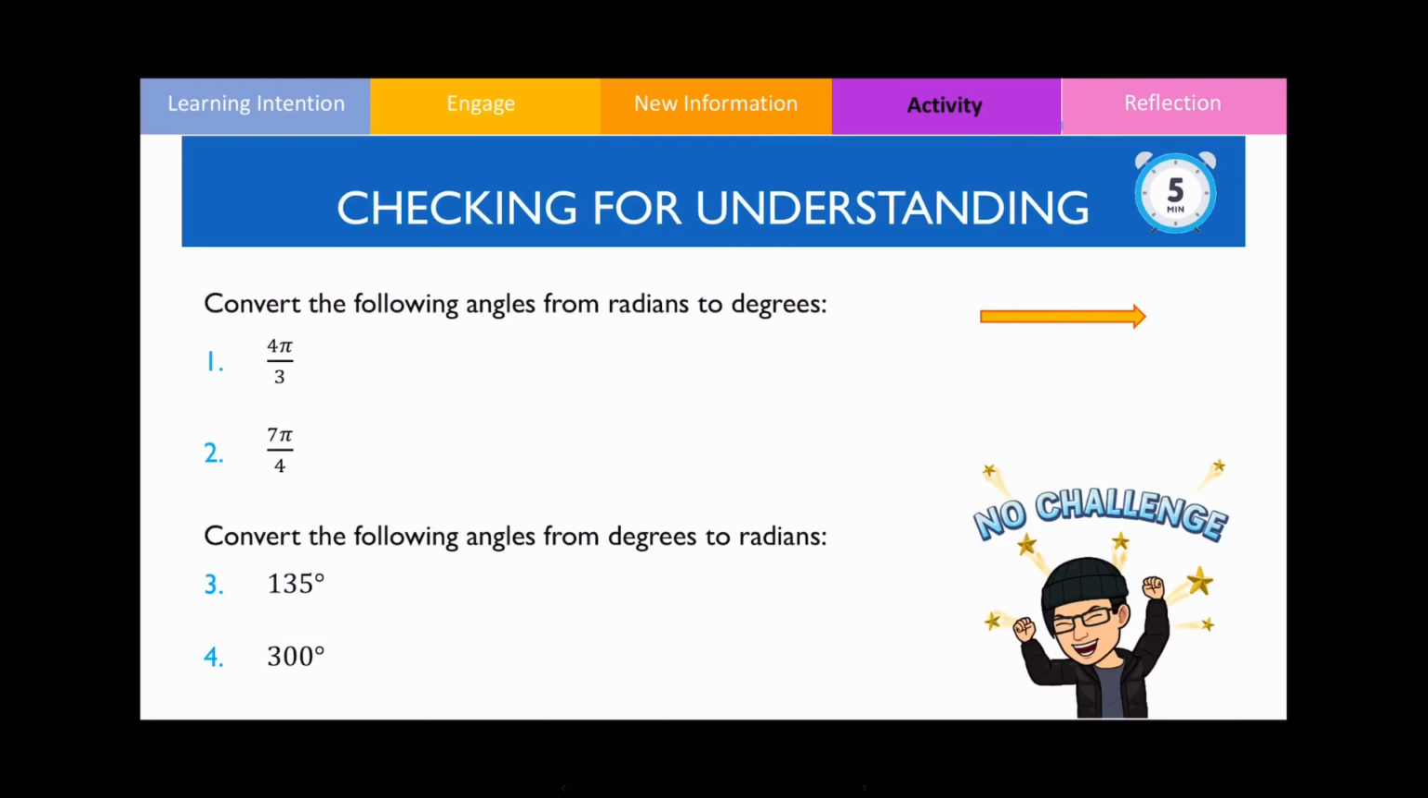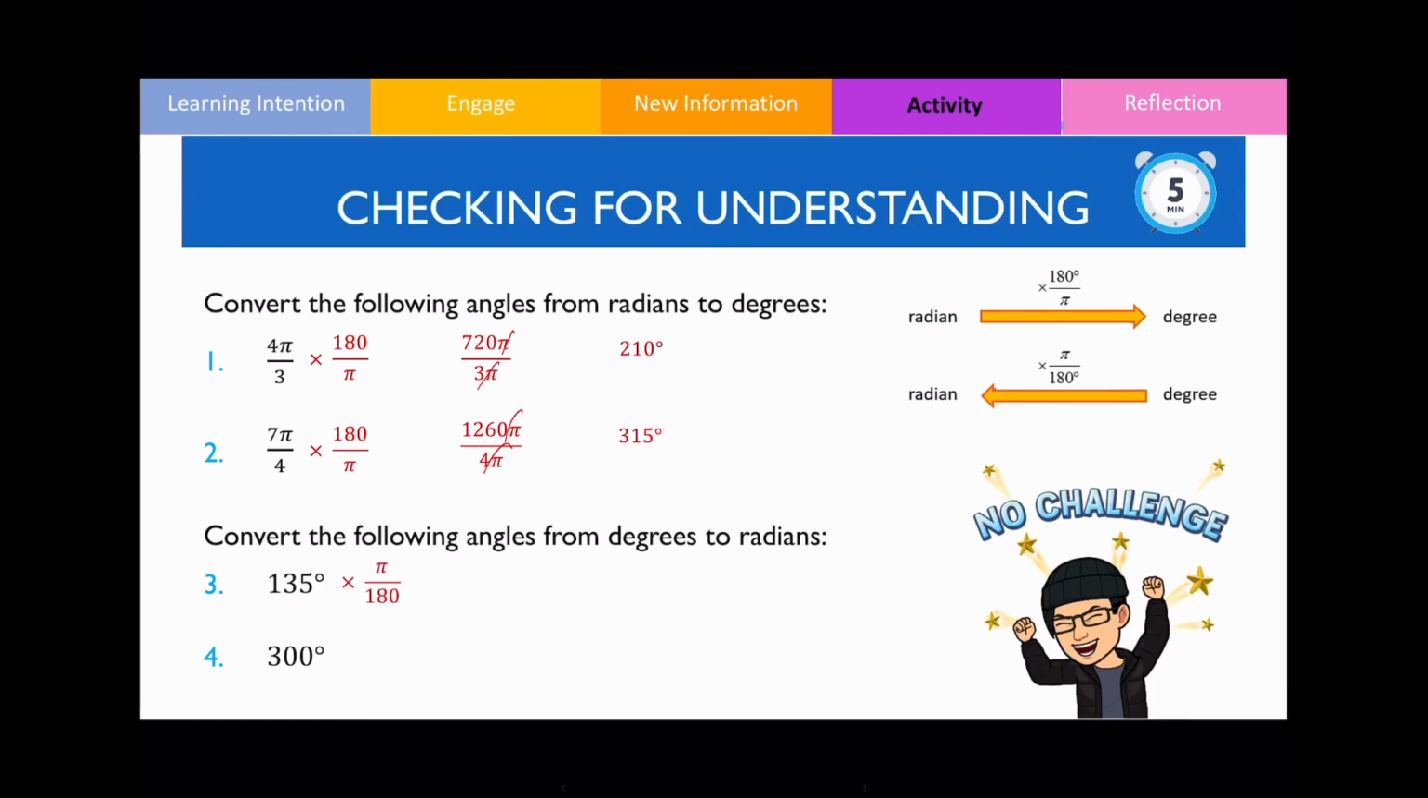For the very first question, you're converting from radians to degrees. If you're converting from radians to degrees, then you're going to be multiplying by 180 over pi. If you multiply that by 180 over pi, this is what you'd get. The pi's would cancel each other out. So what is 720 divided by 3? That equals 210 in this case. Do the same thing for the second question, and you cancel out the pi's. What is 1,260 divided by 4? That's equal to 315.